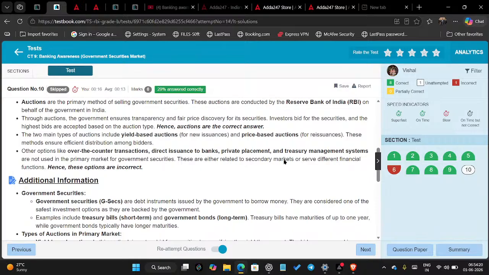The two main types of auction include yield-based auction and price-based auction. These methods ensure efficient distribution among bidders. Other options like over-the-counter transactions, direct issuance to bank, private placement, and treasury management system are not used in the primary market of government securities. These are either related to the secondary market or serve different financial functions.